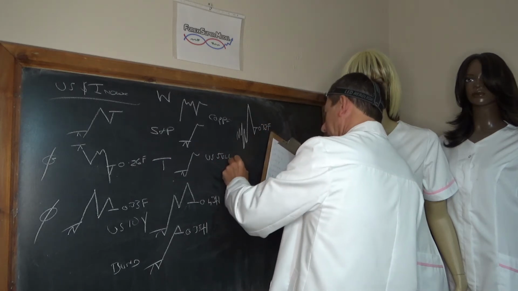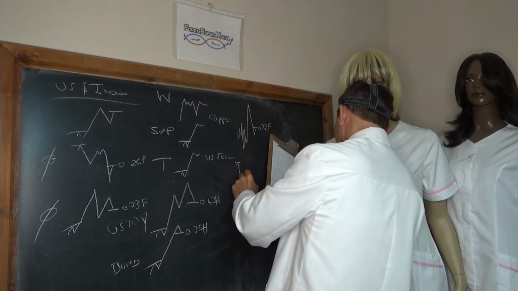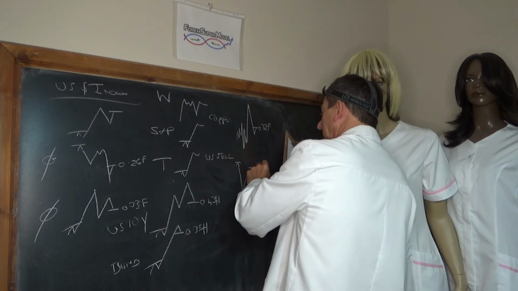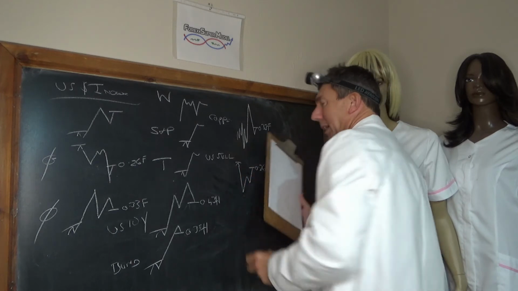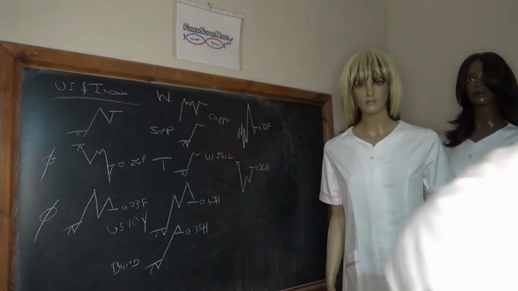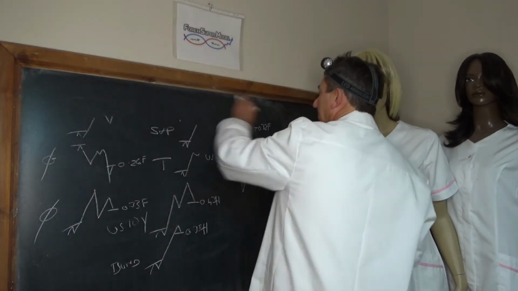US steel, basically US steel came off, and it's come back. It's 0.26 from the high. So it's about a quarter from the high. So that's improved.